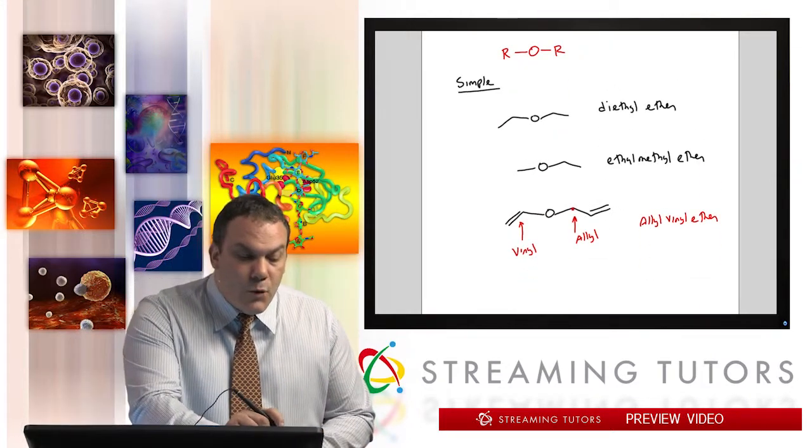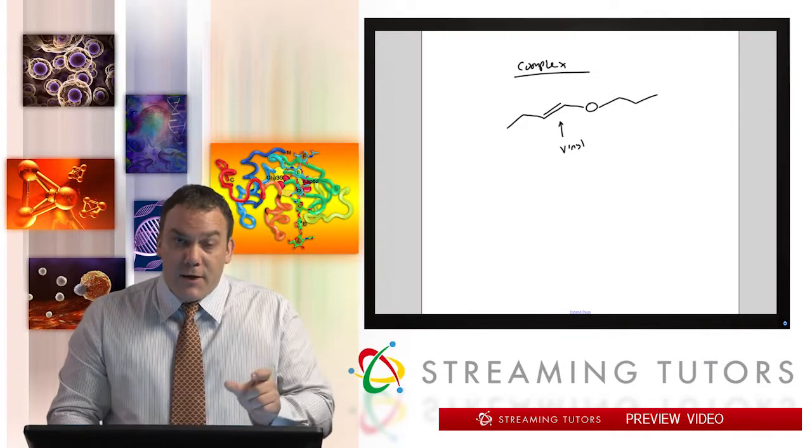Now, when you get to more advanced, more complex ethers, that's where it's not so simple to name it. So for example, to prove my point of a moment ago, let's say I have this right here. This is easy enough to name. This is a butyl propyl ether. But what if I have a double bond? Now this is no longer a vinyl. You see that? This is not called vinyl.